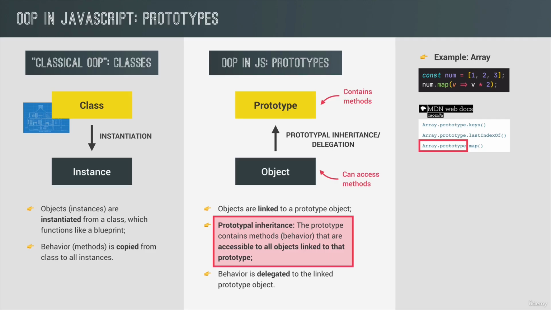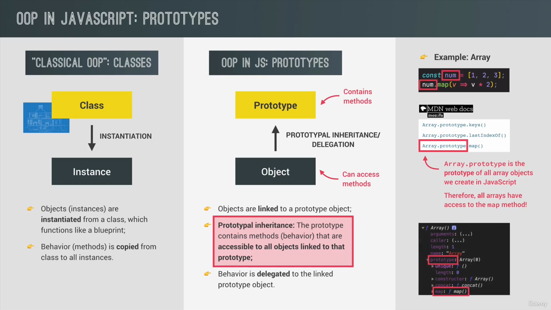Well, array.prototype is the prototype object of all the arrays that we create in JavaScript. So just like this example array called num here. Now this prototype object contains all the array methods, including map. So this is where they are actually defined. Since array.prototype is the prototype of the num array, it means that num is linked to that prototype, and therefore it has access to all the methods that are defined on the array.prototype object, just like the map method. So in a sense, our array inherits the map method.